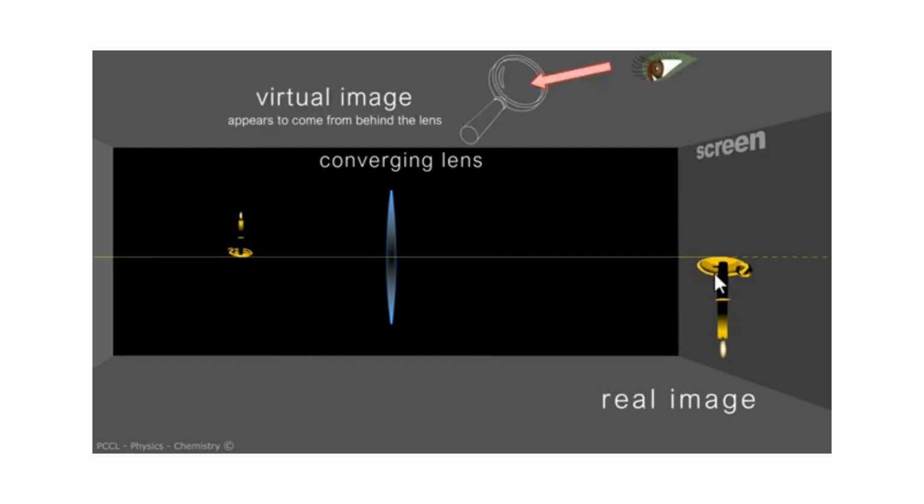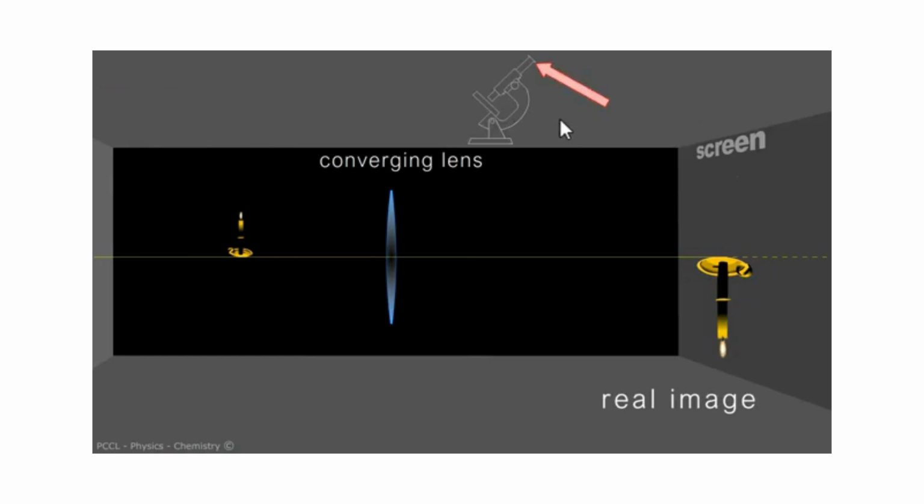The magnifying glass, even if it is a converging lens, in its normal use, offers us an image which is on the same side as the object and which is not on a screen. It's a virtual image. The same goes for the microscope, the astronomical telescope. The same goes for corrective lenses.